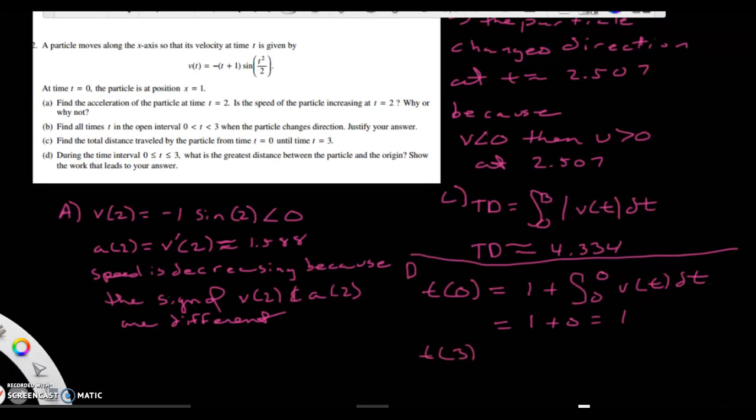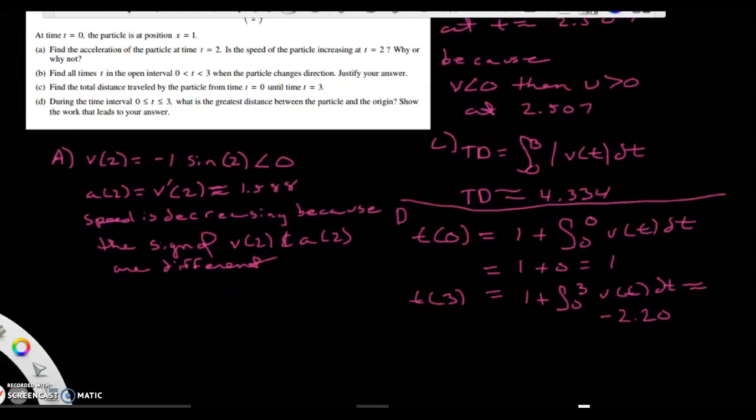x of 3 is what we found before, but we don't want the absolute value because that's the total distance. So it's 1 plus the integral from 0 to 3 of v of t dt. And you're going to get about negative 2.20, because you have to round up. So negative 2.20.